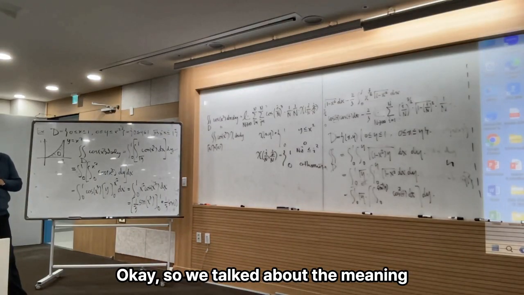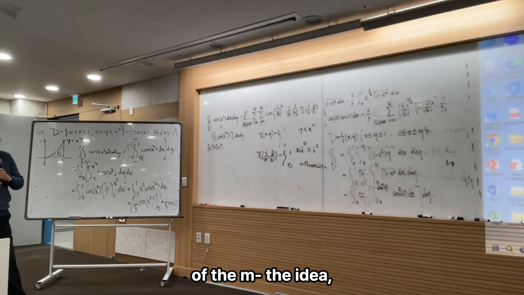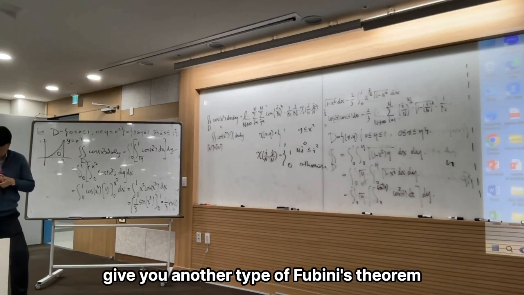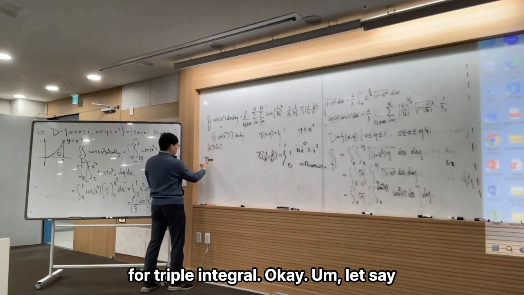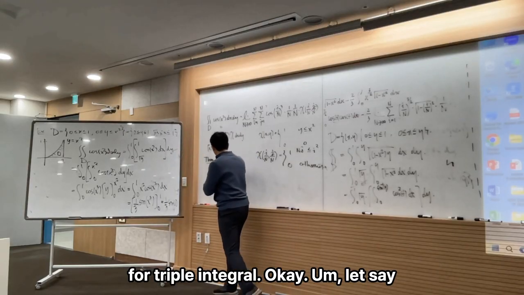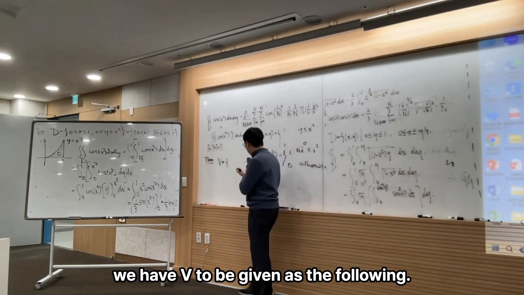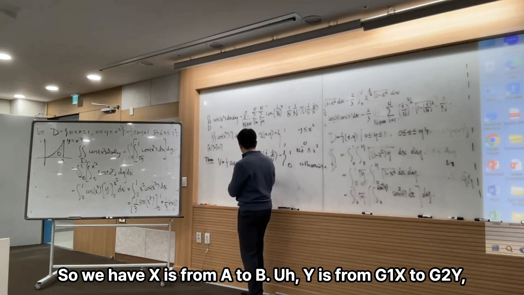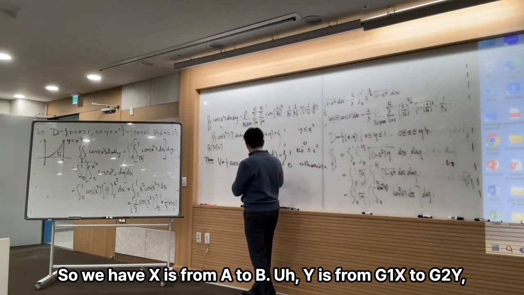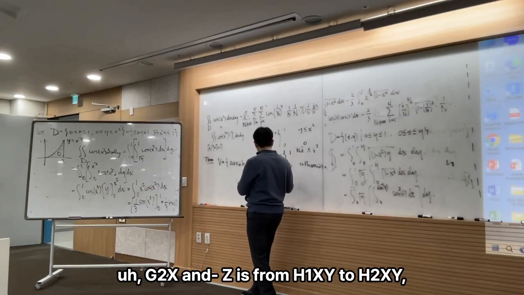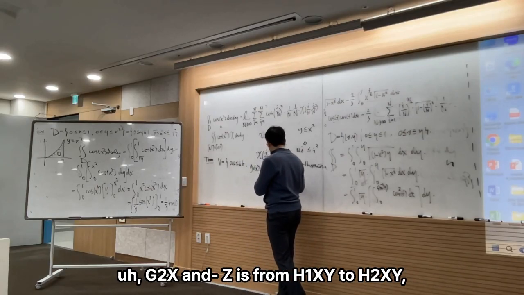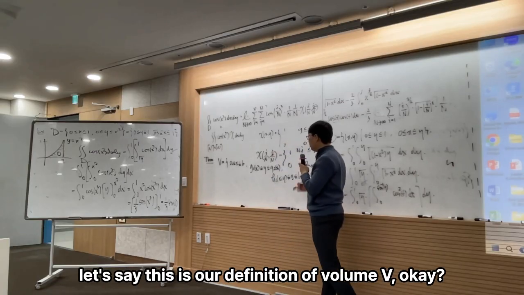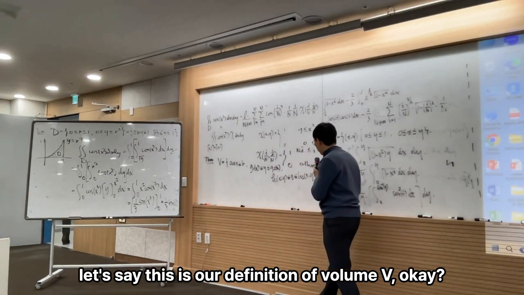Okay, so we talked about the idea inside of Fubini's theorem. Now I'm going to give you another type of Fubini's theorem, for triple integrals. Let's say we have V given as the following. We have x from a to b, y from g1(x) to g2(x), and z from h1(x,y) to h2(x,y). Let's say this is our definition of volume V.